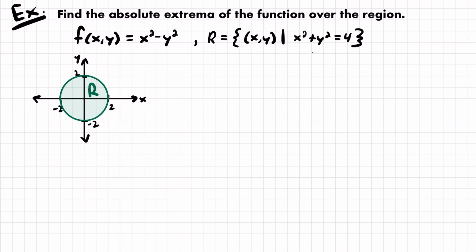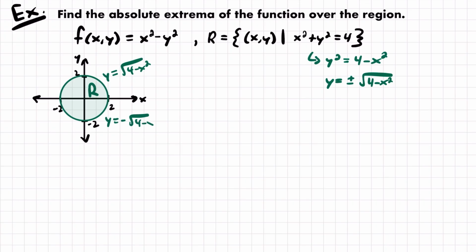So what we would actually do here is solve for y in this equation. If you subtract x squared from both sides, we'll have y squared equals 4 minus x squared. And then take the square root of both sides, you'll get y is equal to plus or minus the square root of 4 minus x squared. And so the positive square root of 4 minus x squared represents the top half of this circle. So that would be one curve or one boundary. And then the negative square root of 4 minus x squared would be the bottom half of the circle or the second boundary. Okay, so I'll label that here. On the top half, we have y equals the square root of 4 minus x squared. And on the bottom half, we have y equals the negative square root of 4 minus x squared.